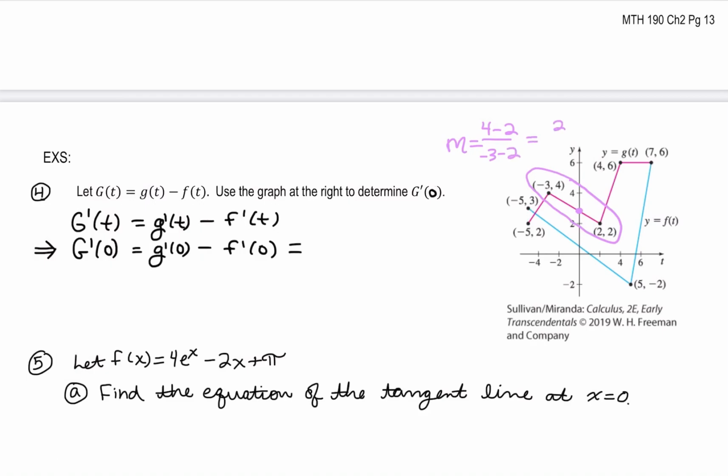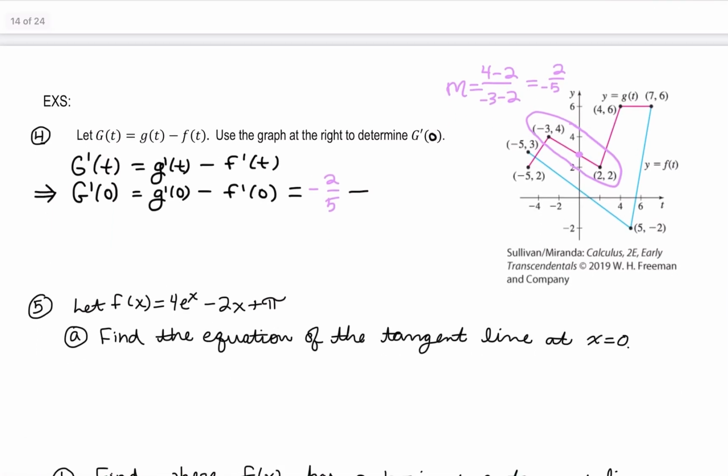So we're going to have 2 over negative 5. So g prime at 0 is negative 2/5. So we're just using the fact that the rate of change on a linear function is constant, and so it's going to be the value of whatever that slope would be.